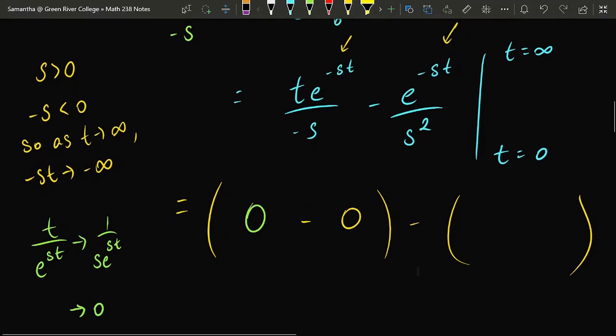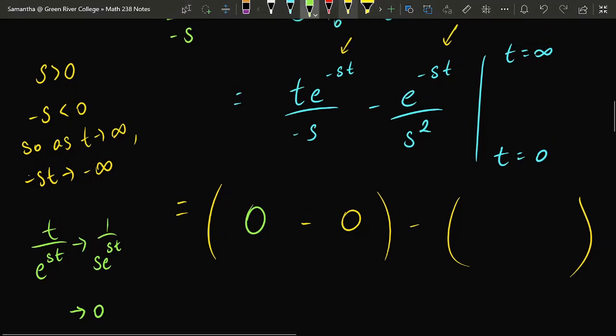So now let's consider what is happening with these two terms as t goes to 0. If I plug t equals 0 into this expression, this t will cause the first term to 0 out. And when I plug t equals 0 into the second expression, then I get e to the 0 divided by s squared.